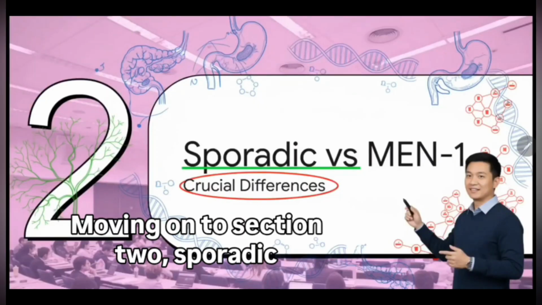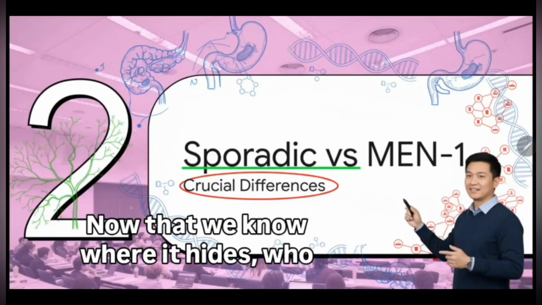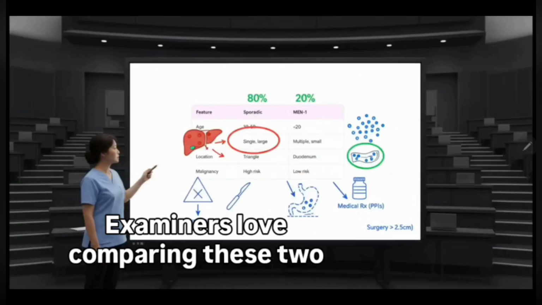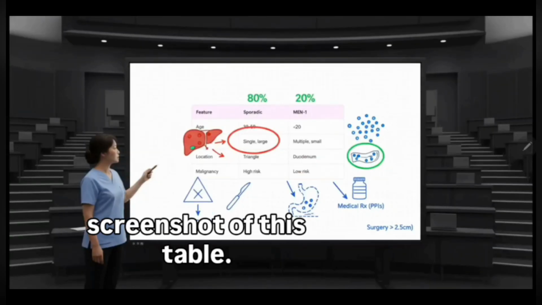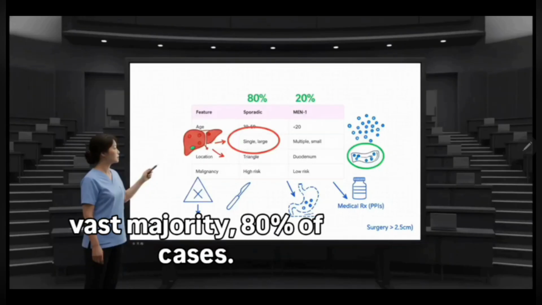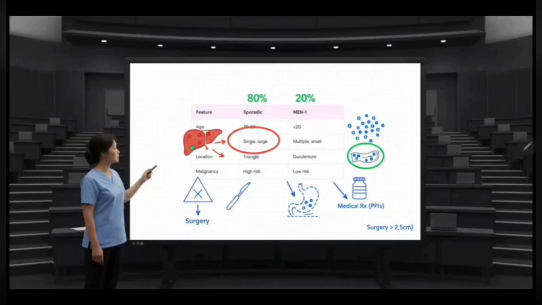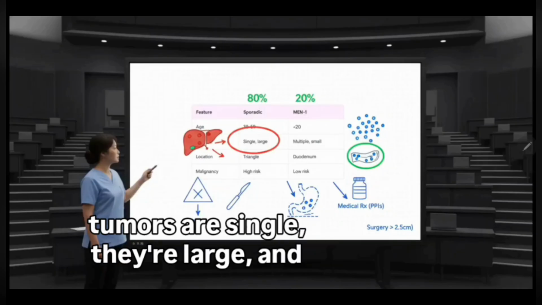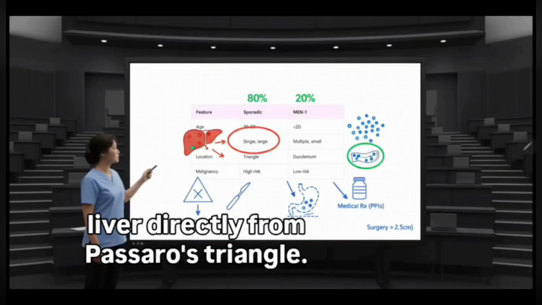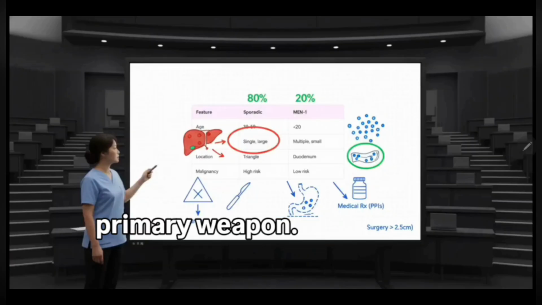Moving on to Section 2. Sporadic versus MEN1. The crucial differences. Now that we know where it hides, who actually gets this tumor? Examiners love comparing these two presentations, so take a mental screenshot of this table. It's incredibly high yield. See, sporadic gastrinomas make up the vast majority, 80% of cases. Usually these are patients around 30 to 50 years old, mostly females. Conceptually, remember that sporadic tumors are single, they're large, and they carry a massive 60% risk of malignancy, usually spreading to the liver directly from Passaro's triangle. Because they are so aggressive, the prognosis is bad, and surgery is our primary weapon.